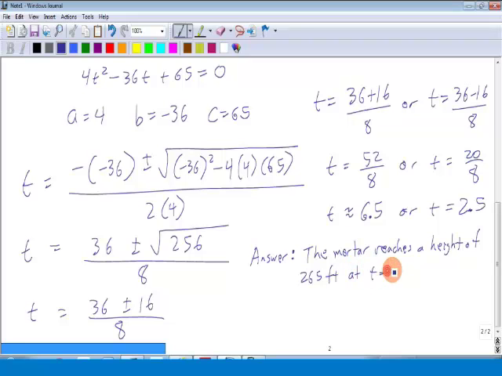At t equals 2.5 seconds on the way up. And again, at t equals 6.5 seconds on the way down. There we go. So two different times during the flight, it reaches a height of 265 feet.